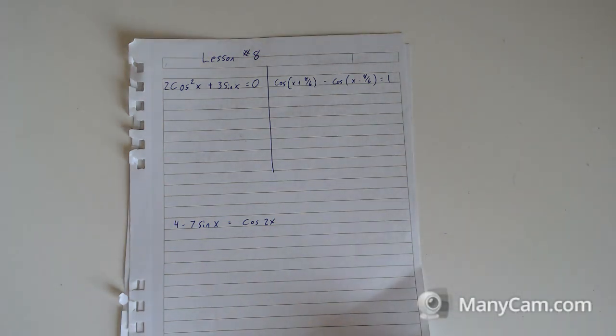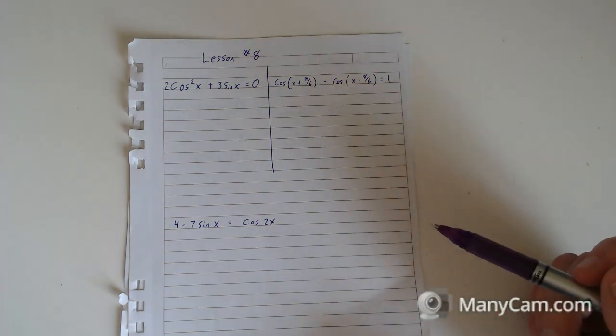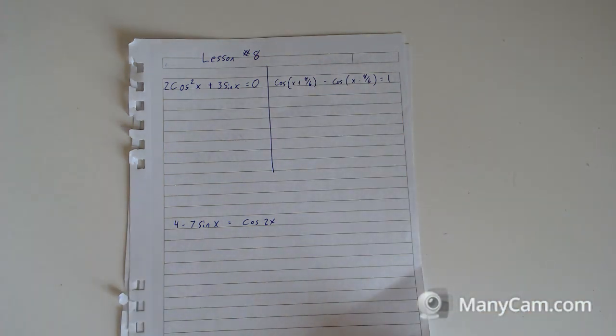Okay, lesson 8, using identities to solve equations. I had to write it all out because I don't have the right sheets for this. This is again another hard unit, but there's no new information here. We need to be able to use identities.